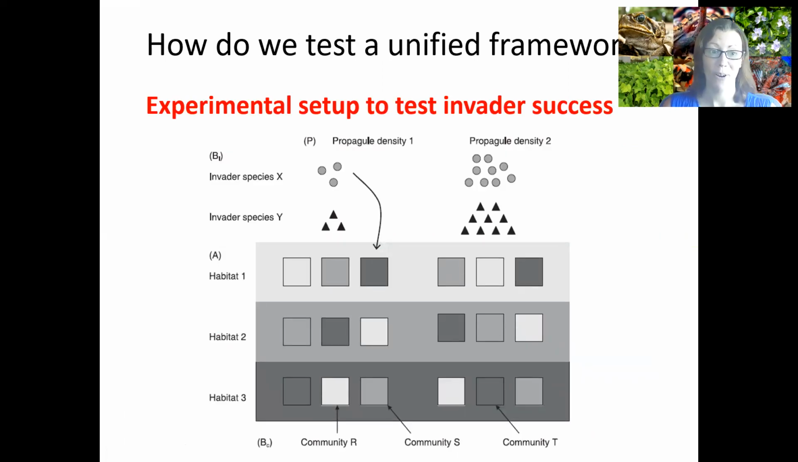So Catford proposed an experimental setup to test invader success, basically to try to break apart the propagule pressure from the abiotic, from the invader traits, from the recipient community traits. And so that would entail something like putting different numbers of invasive species. So that's the propagule pressure. So put a couple, put a lot, into different native community assemblages. So that's the biotic conditions of the recipient community, this community R, S, or T.